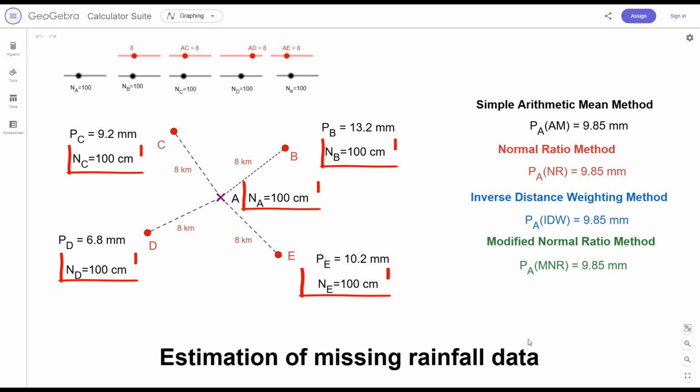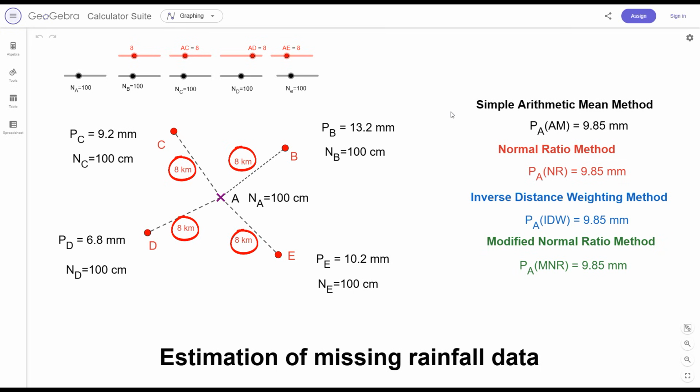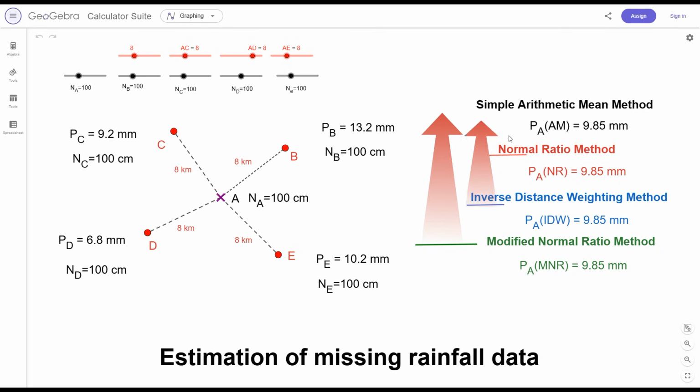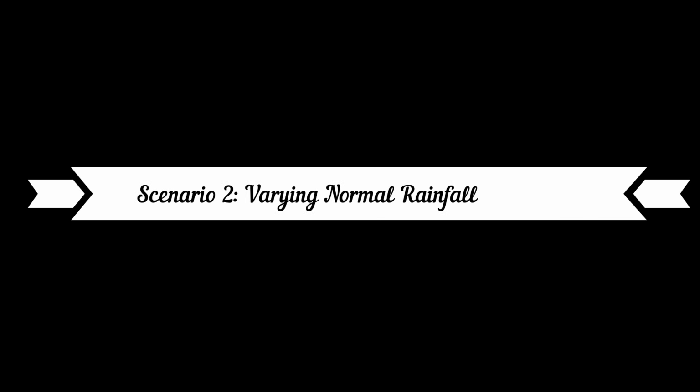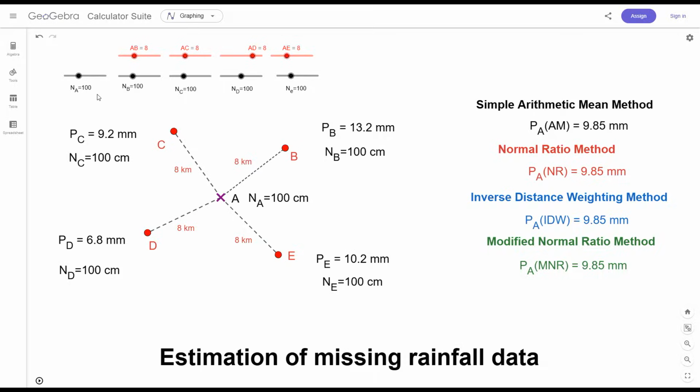Why does this happen? When the normal rainfalls and distances across all surrounding stations are uniform, the formulas for NR, IDW, and MNR all mathematically reduce straight down to the simple arithmetic mean. Scenario 2: Varying normal rainfall. Now let's adjust the parameters using our GeoGebra sliders.